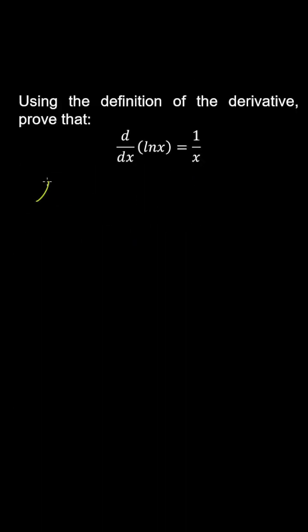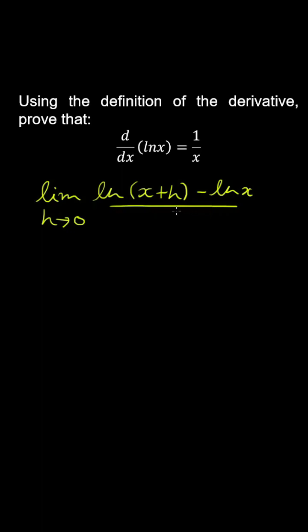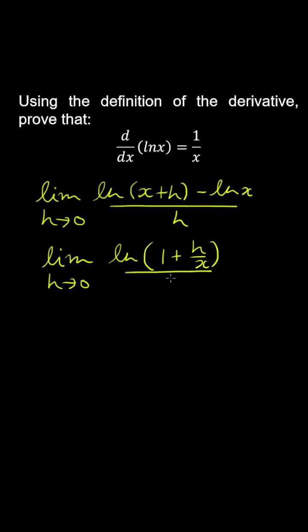Let's prove the derivative of the natural log of x using the definition. So we take the limit as h goes to 0 of the natural log of x plus h minus the natural log of x over h. And using the rules for logarithms, we take the limit as h goes to 0 of the natural log of x plus h on x. So that would be 1 plus h on x, all on h.